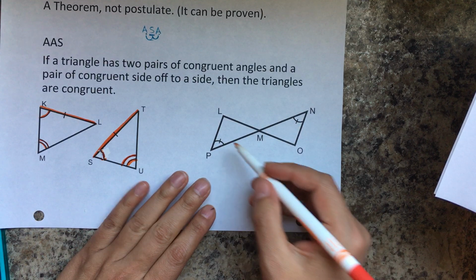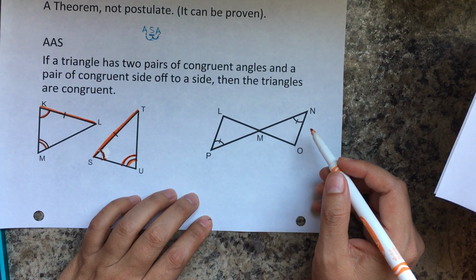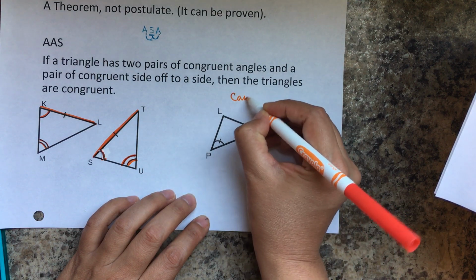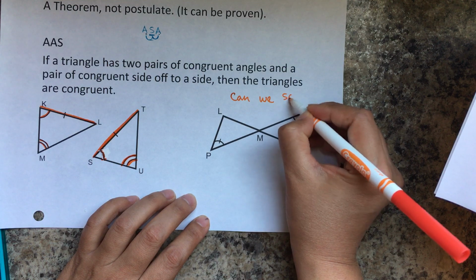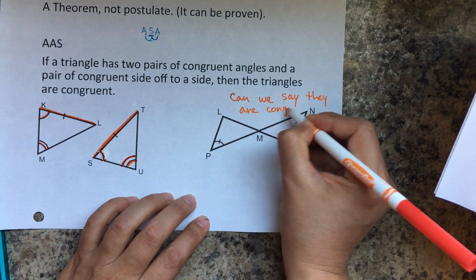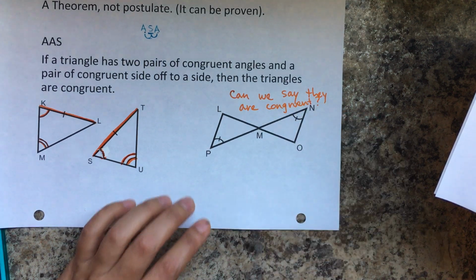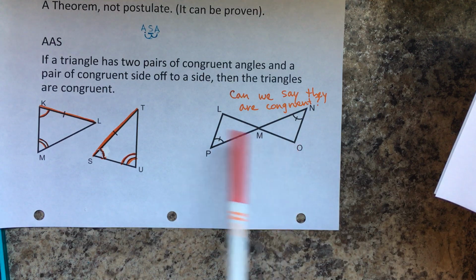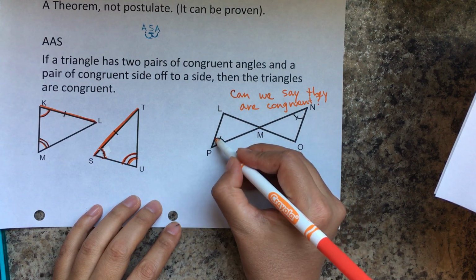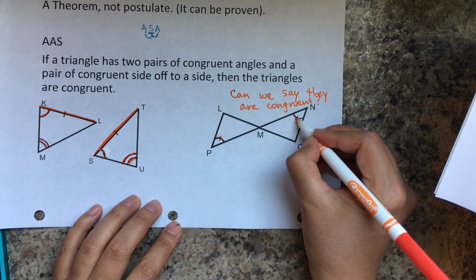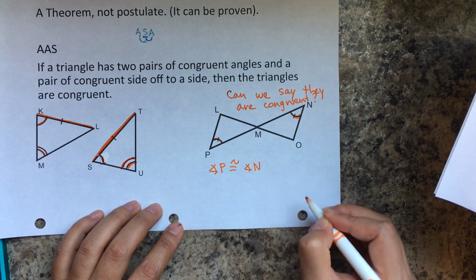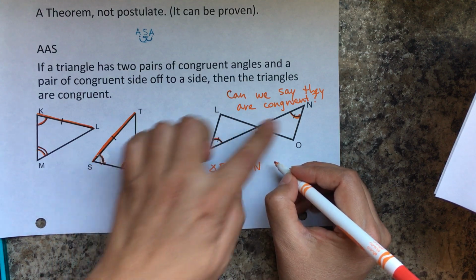Okay, so let's look at this one right here. Do we have enough information? Can we say they are congruent? And if not, what else would we need to make it congruent by angle, angle, side? So in here we have one angle is congruent to, well, let's say angle P is congruent to angle N, and it's by the markings.